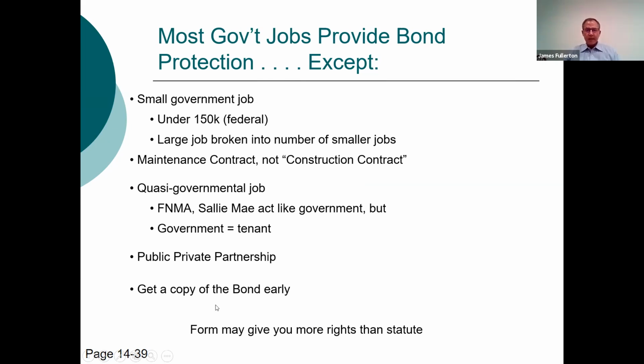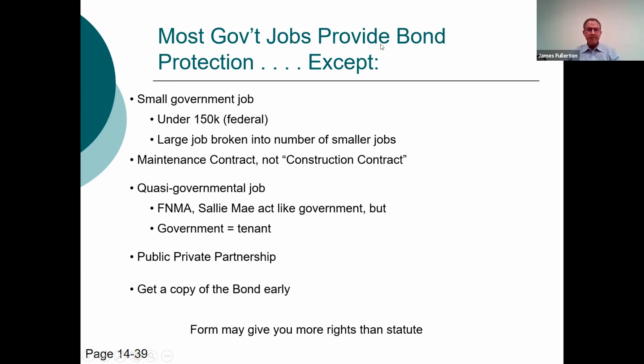The other reason you want a copy of the actual bond early is the form that it's written on. A bond is a contract signed by the general contractor and signed by the bonding company that gives you rights against the bonding company and the general contractor. And the way that bond is written might give you more rights than what is required by the statute. The only way you'll know that is by seeing a copy of the bond.